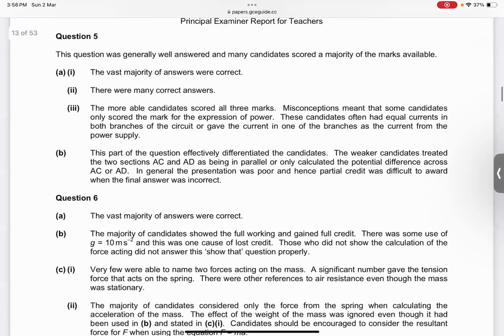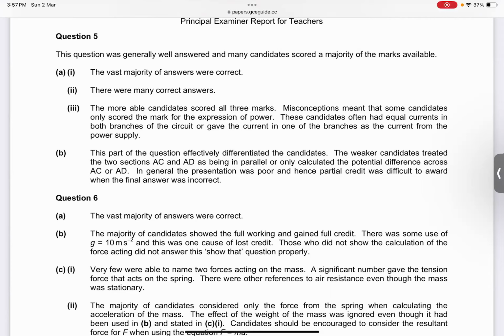Okay, so they are saying this part of the question effectively differentiated the candidate. Okay, सही हो गया. So the weaker candidate treated the two sections AC and AD as being in parallel or only calculated the potential difference across AC and AD, right? जो कि आप लोग बात कर रहे हो. इमाद ये कह रहे थे कि आप लोग ए सी और ए डी को कैलकुलेट करो, बट दैट इज नॉट रिक्वायर्ड बिकॉज पोटेंशियल डिफरेंस मीन्स द पोटेंशियल लॉस्ट एट सम पॉइंट, राइट, या एक्रॉस सम रेजिस्टर. पोटेंशियल डिफरेंस का ये मतलब होता है, राइट.